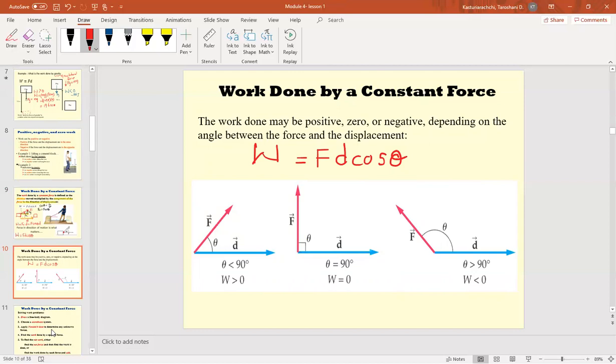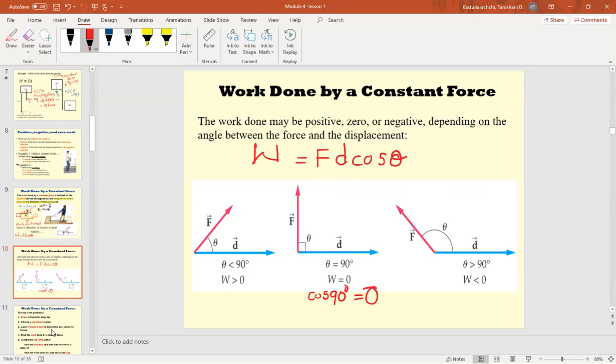But what happens here? This is your force, and the force is perpendicular to the displacement. Check your calculator for cosine 90. If they are perpendicular, then my angle is 90, and cosine 90 is 0. Therefore you would get zero work done, because it doesn't matter how big your force or your displacement is. If the angle is 90 degrees, work done is 0.